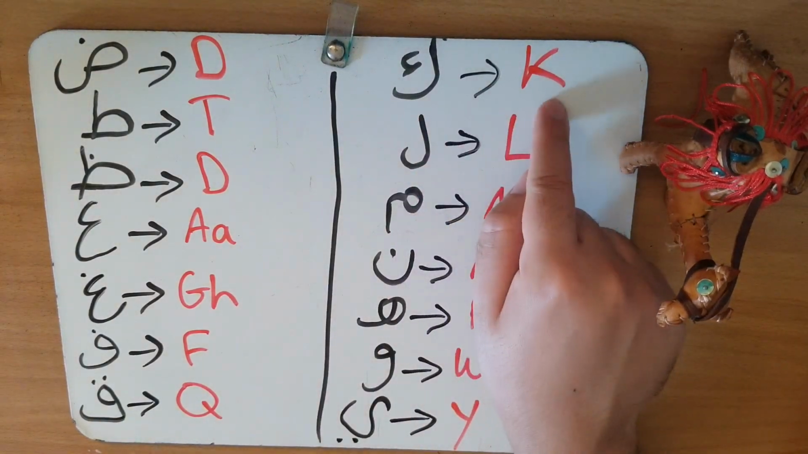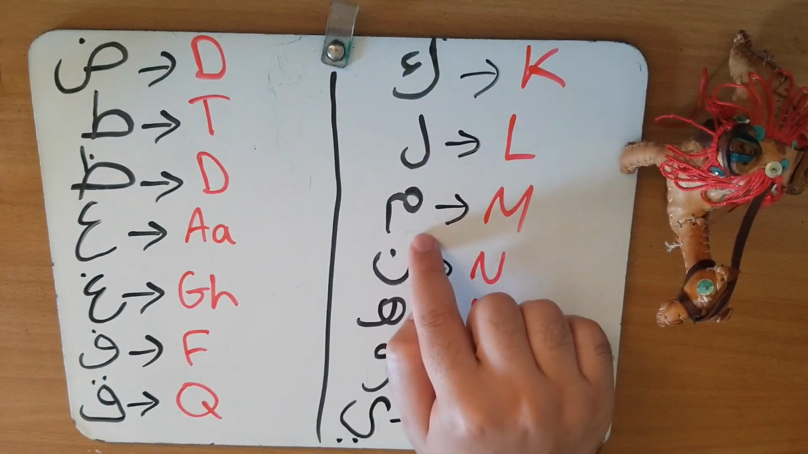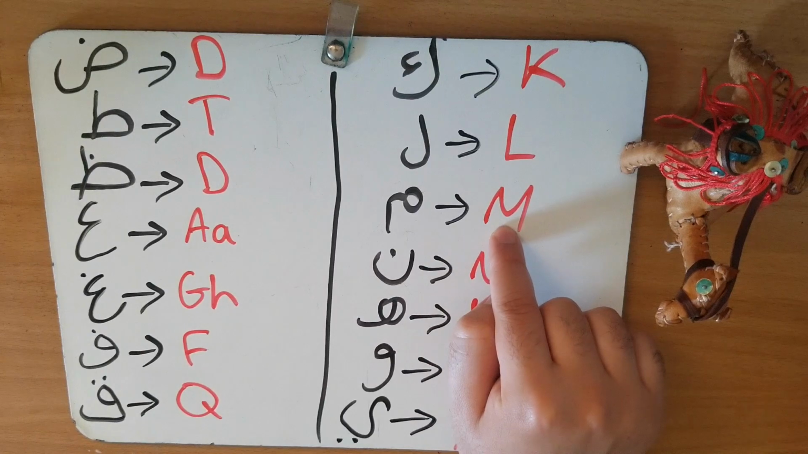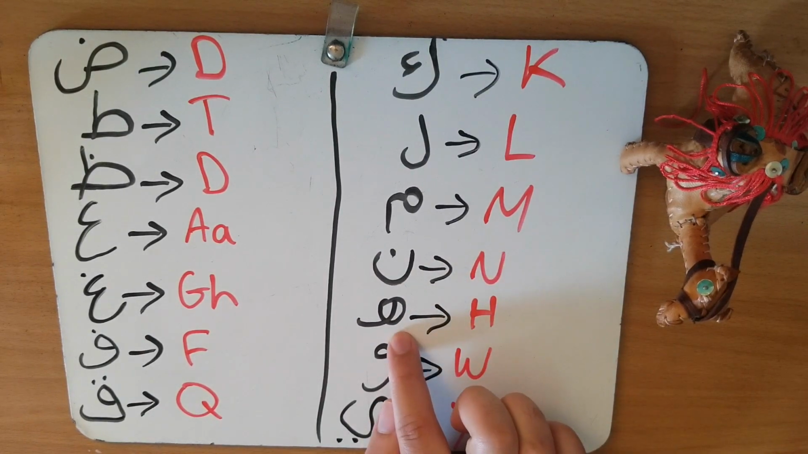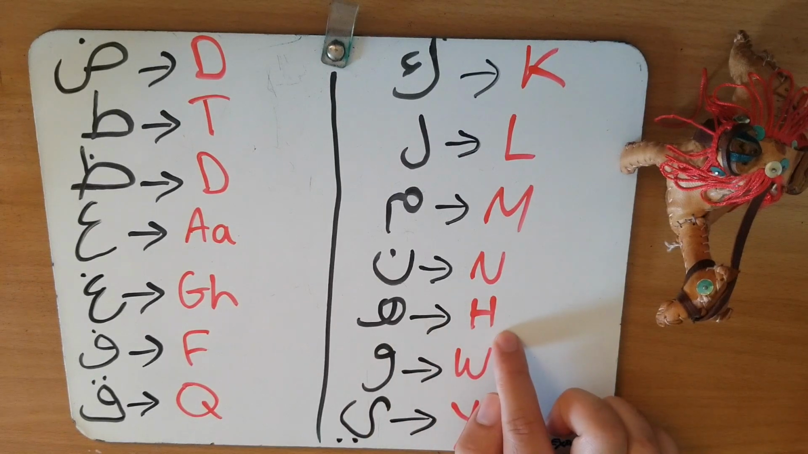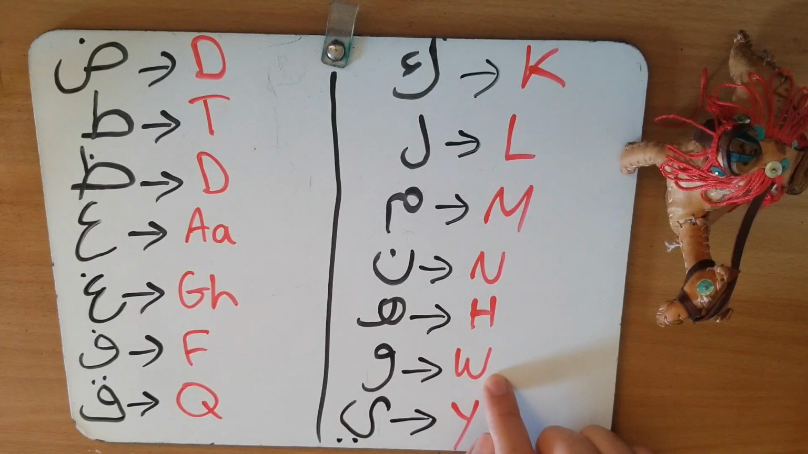Kaf translates to K. Lam translates to L. Meem translates to the M sound. Noon translates to the N sound. Ha translates to the H sound. Waw translates to the W sound. Ya translates to the Y sound.